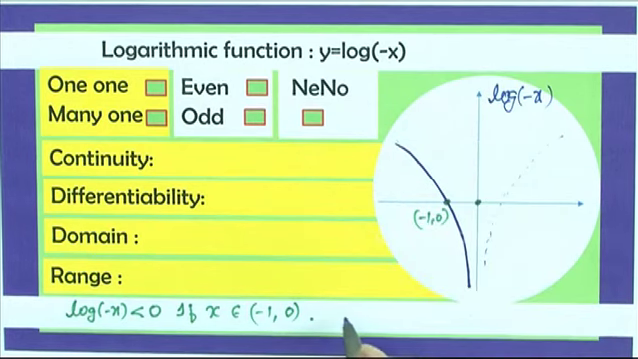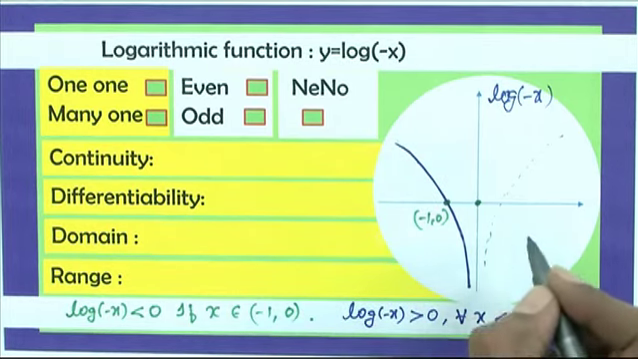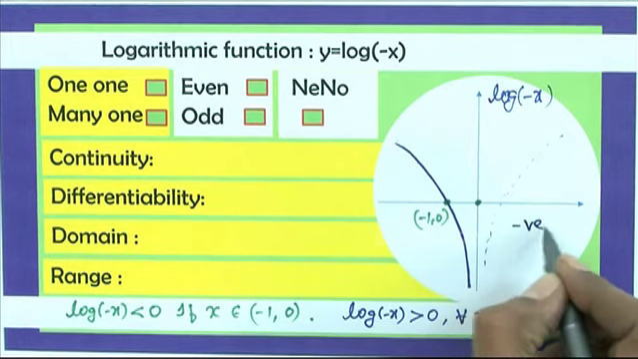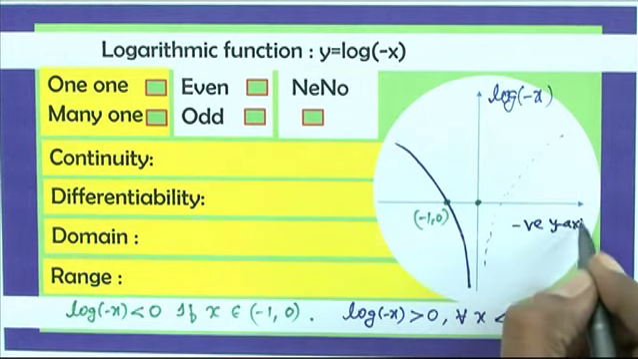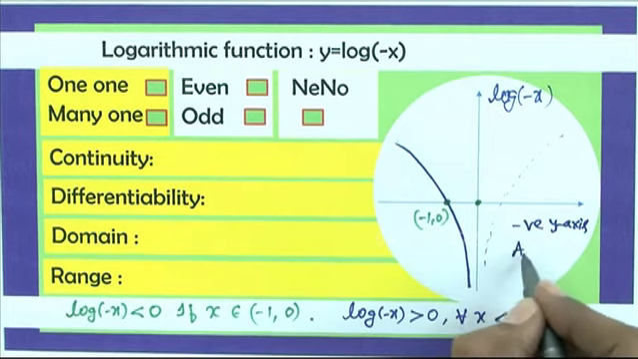That is, log of minus x is positive for all x less than minus 1. Is it correct? And the negative y-axis is an asymptote, right? Negative y-axis is an asymptote.